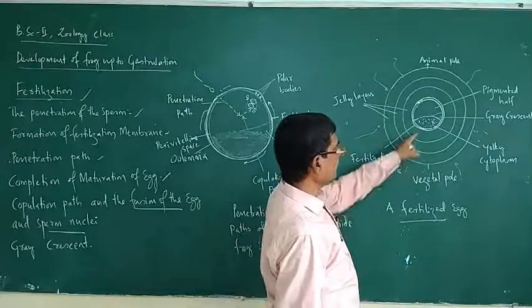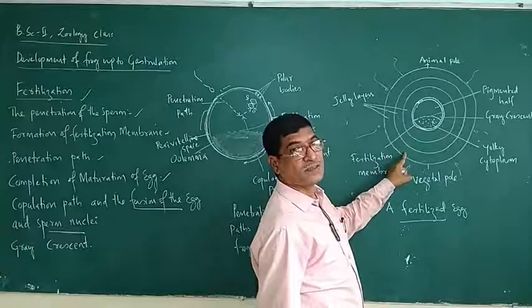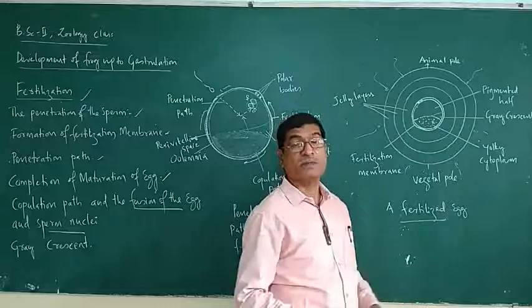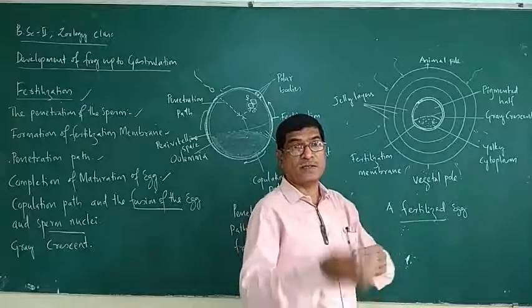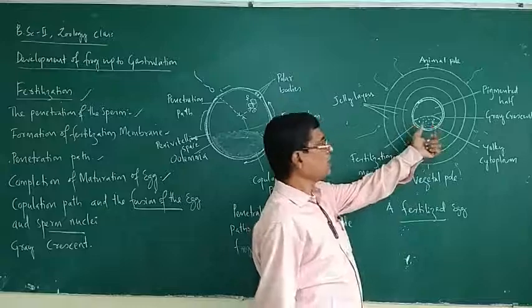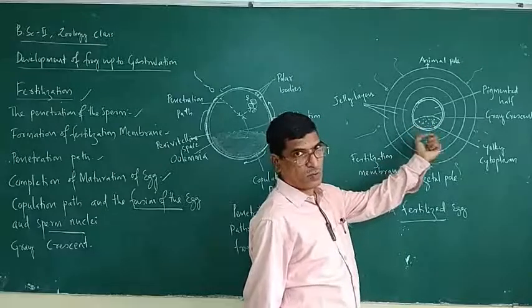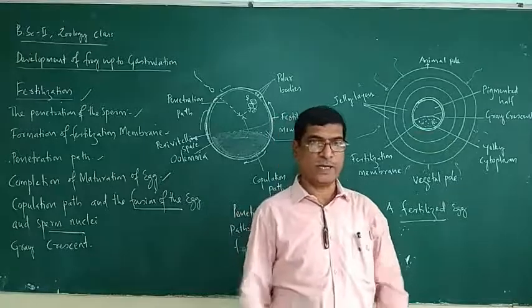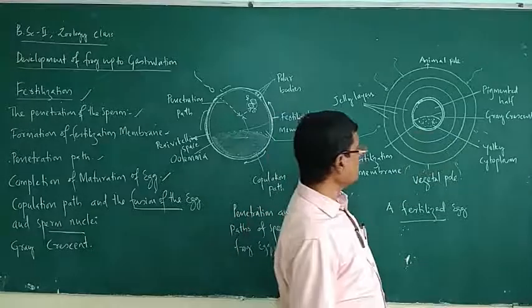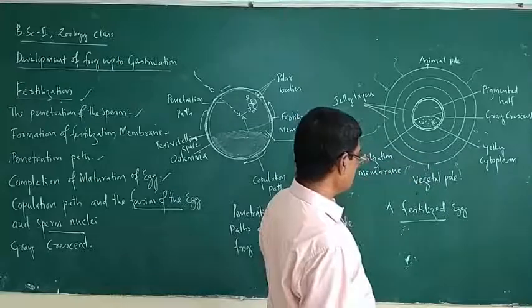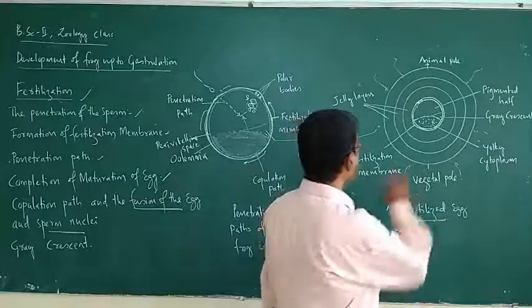So these are 3 layers of jelly membranes. The jelly membranes swell up, and the size of the egg is increasing. Not the proper ovum size. The proper ovum size will be the same, 2 to 3 mm in diameter. Okay. So this is about the fertilized egg.